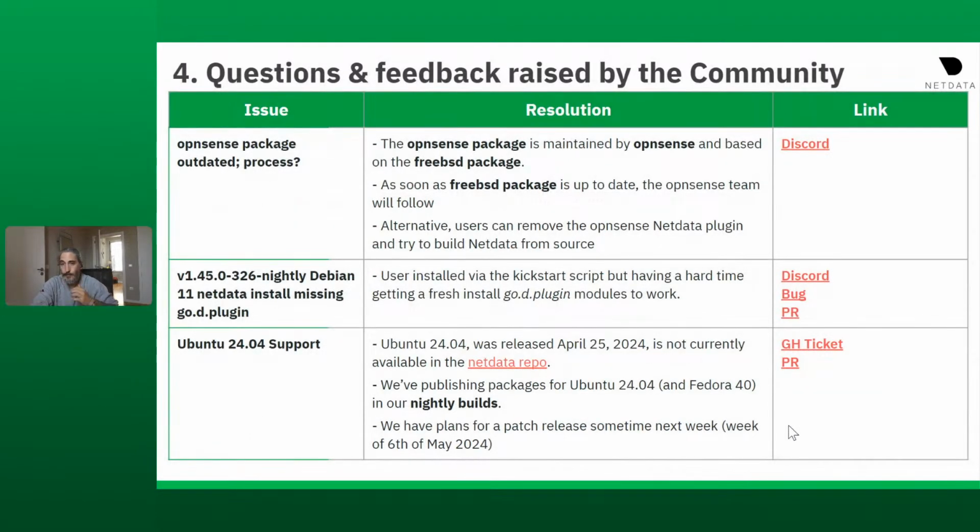So, some questions and feedback that were raised by the community. One question was about the OPNsense package being updated. This package is not maintained by Netdata, it's maintained by OPNsense, and they do it based on the FreeBSD package. So usually as soon as FreeBSD is up to date, the OPNsense team follows up and does the update. If users want this before these actions happen, they can remove the Netdata OPNsense plugin and then try to build Netdata from source if they don't want to wait.